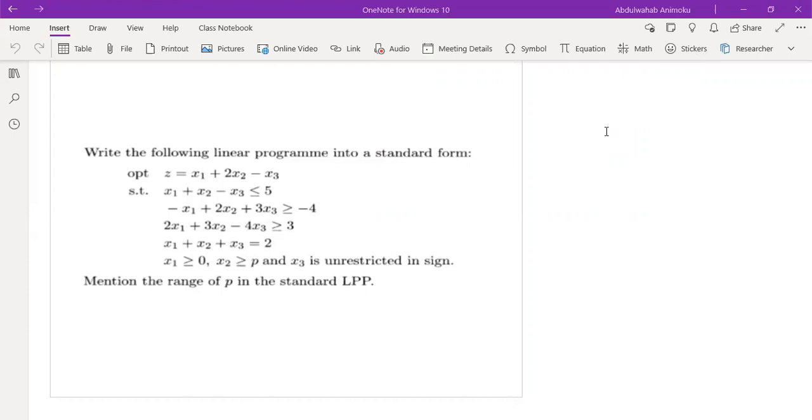In this particular video, we're going to look at how to write a linear programming problem in a standard form, right?